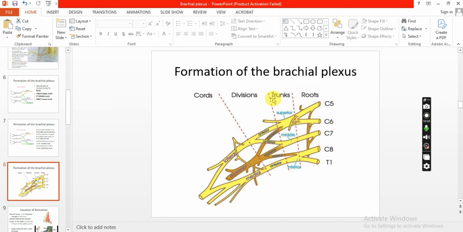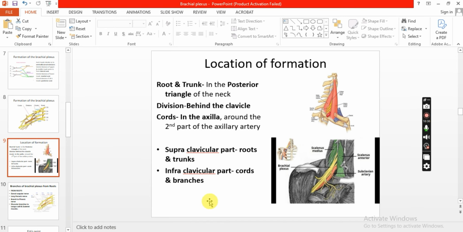So the roots and trunks are located in the posterior triangle of the neck. The divisions are located behind the clavicle. The cords are in the axilla. So we can divide the brachial plexus into a supraclavicular part, which is made of roots, trunks and divisions. The cords are the infraclavicular part of the brachial plexus. Okay.